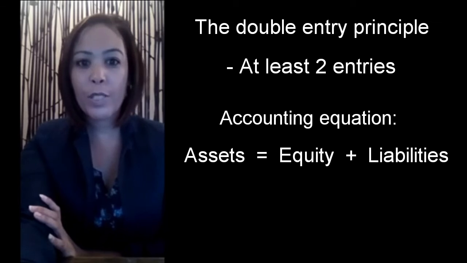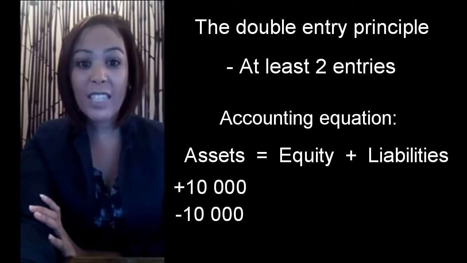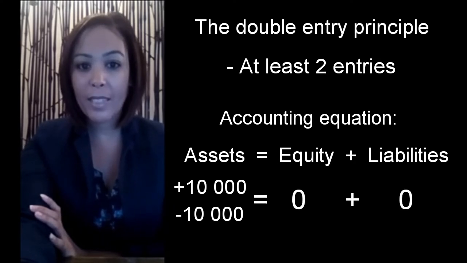Let's say the equipment was acquired for 10,000 Rand. There'll be an increase in assets in the form of equipment of 10,000 Rand, but there'll also be a decrease in assets in the form of cash of 10,000 Rand. It will therefore zero out. Equity and liabilities will not be impacted. The accounting equation will therefore have a 0 for assets, 0 for liabilities, and 0 for equity.